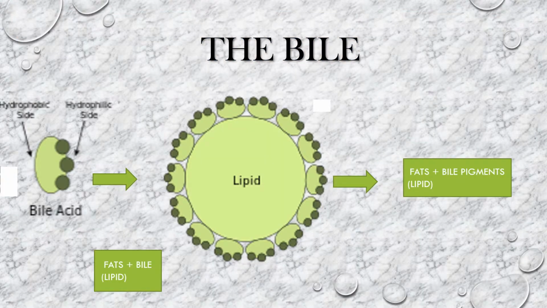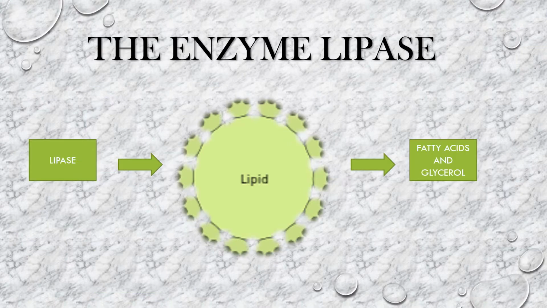Once the bile reaches the small intestine, it is ready to attach to the lipids. Then it becomes an emulsifier. An emulsifier makes the lipids ready for the lipase enzyme to break them down. Once the lipid is ready, the enzyme lipase will be able to break down this lipid into fatty acids and glycerol. This is the last and final digestion of fats in the digestive system before it is absorbed to the lacteal.